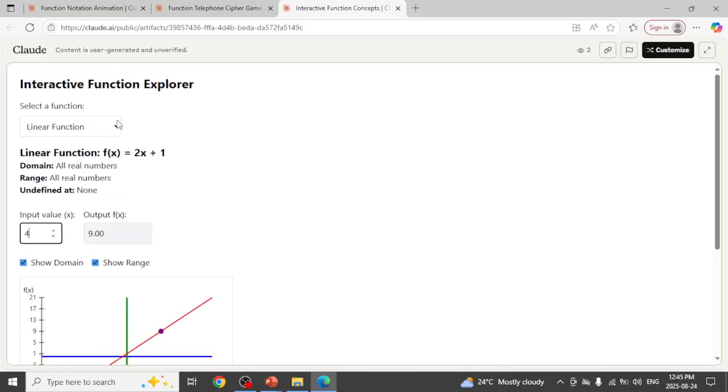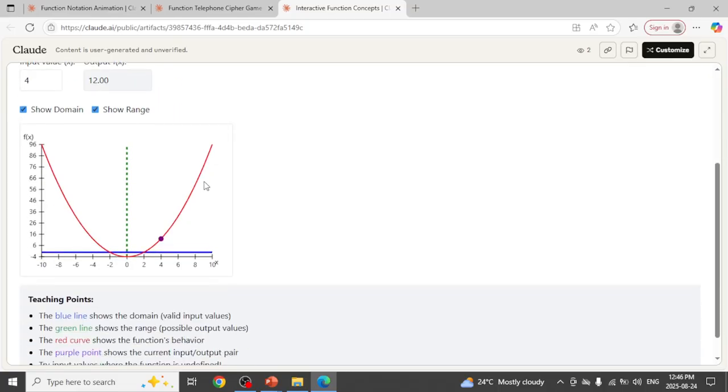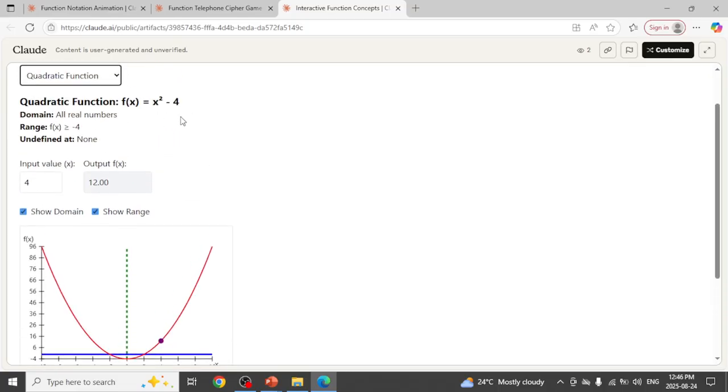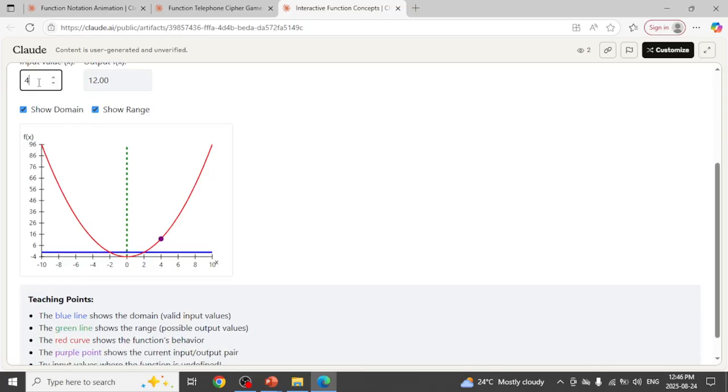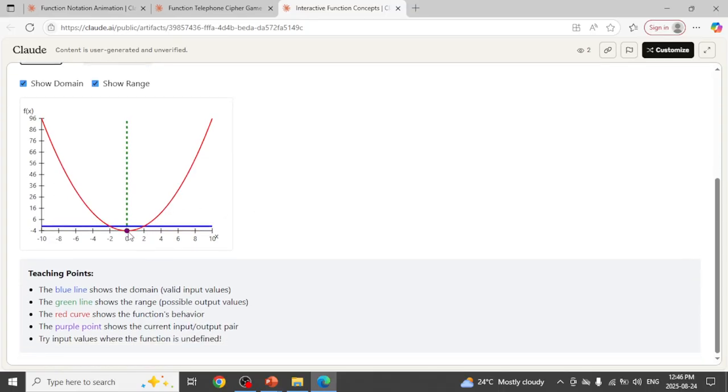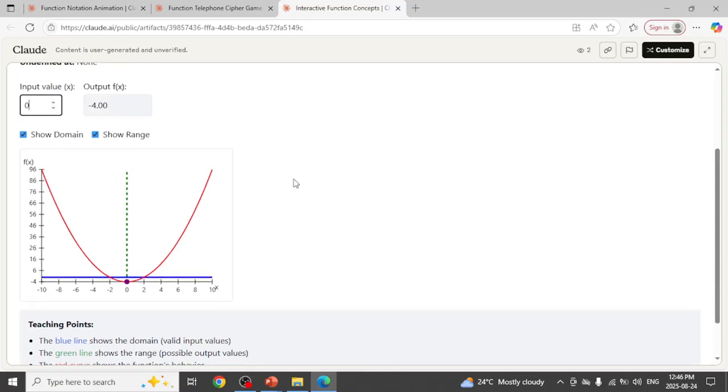Let's try another type of function here. For example, the quadratic function, this U-shape. This one is f of x equals x squared minus 4. So if we go here and put 0, it gives us minus 4. So our range starts from minus 4 and goes on, and our domain is all real numbers.